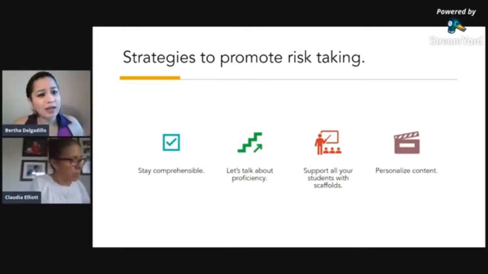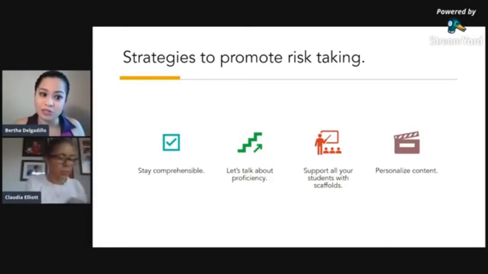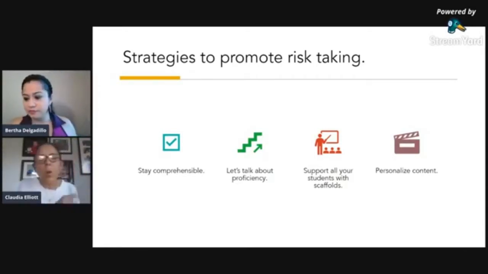And because they know what to do, and they understand the language, and they have the support they need, and they have a goal, which is not to get a 90, but to move from novice high to intermediate low, they are more than likely to take those risks with the language. And when we're talking about proficiency, we're talking about rubrics too.